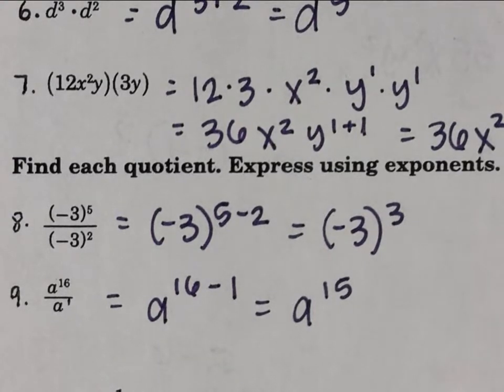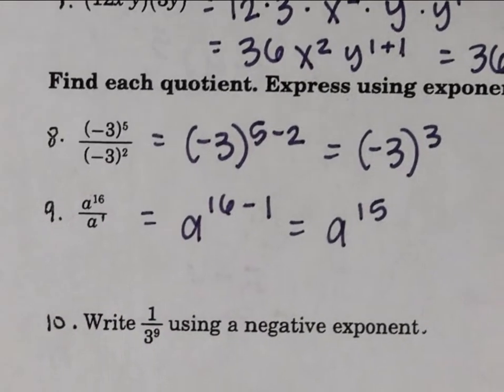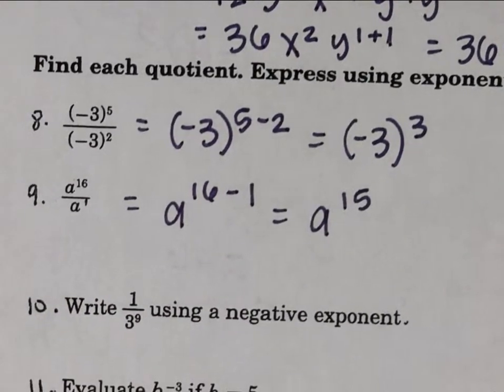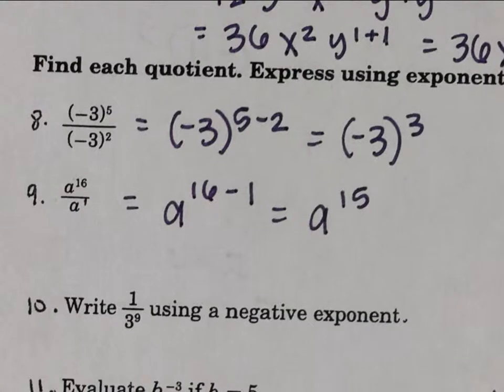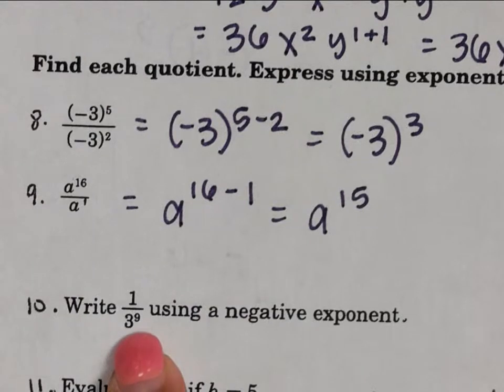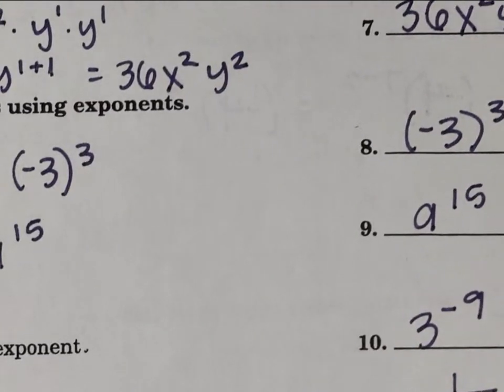So number 10, you're just writing that using a negative exponent. So what do I do when I have 1 over a positive? How do I change that, Tyler? You take that bottom number and you just change that exponent to a negative. So 3 to the negative 9th power. Okay.